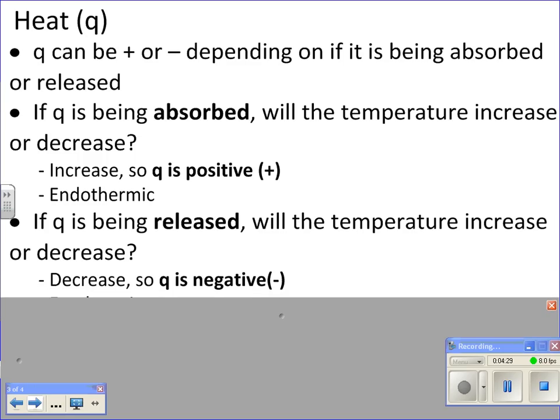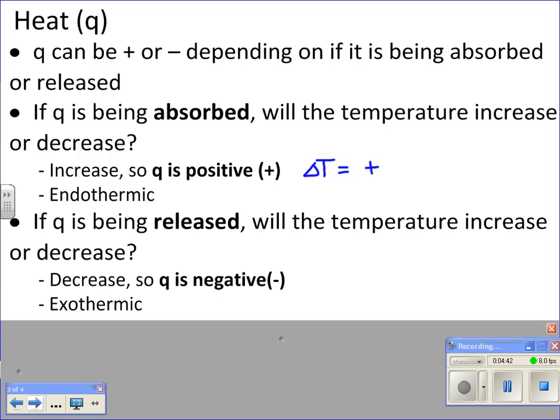These Qs, positive and negative, will be the same sign as your delta T, your change in temperature. So the change in temperature for an endothermic reaction will be positive, and the change in temperature for an exothermic reaction will be negative.